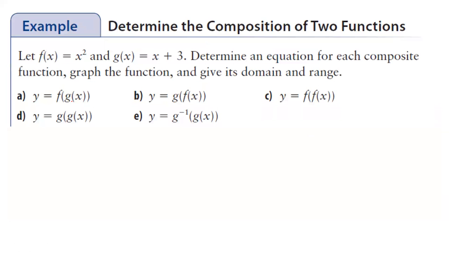All right, so let's use some example questions to illustrate these concepts. First of all, determine the composition of two functions. Suppose we have two functions, f(x) equals x squared and g(x) is x plus 3. Determine an equation for each composite function, graph the function, and give its domain and range below. Okay, so we have 5 composite functions. I'll give you 15 minutes to think about this question by yourself, and then after that, we'll have a look at the solutions together.